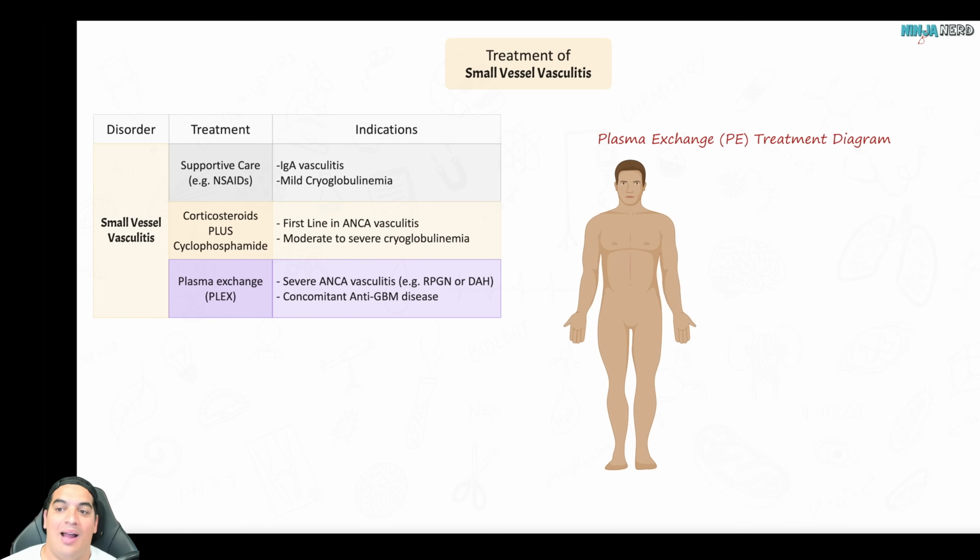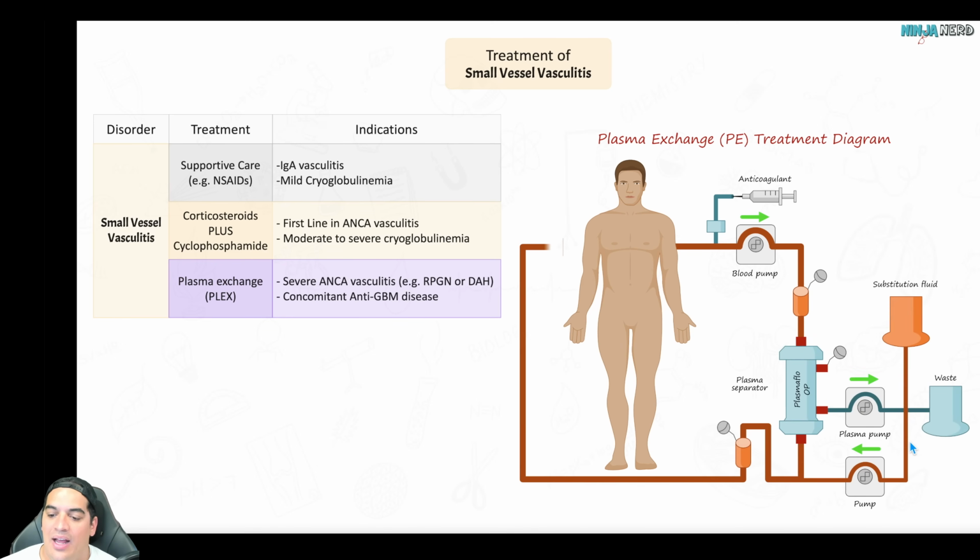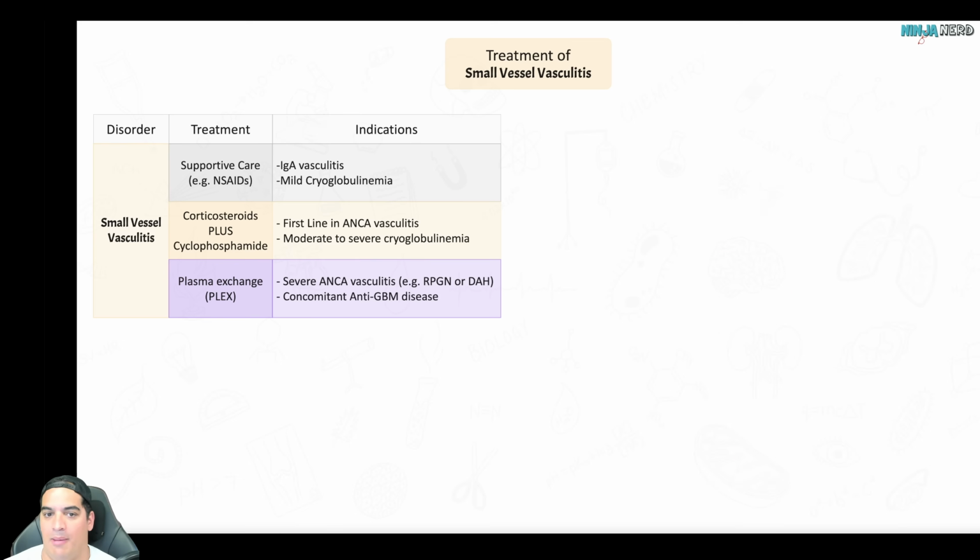The whole concept behind PLEX, which is really cool, is you're taking a large catheter and you're removing the blood that has these antibodies or these ANCAs, cleaning it out via a kind of filter, and then sending a substitution fluid back into the patient's bloodstream, and basically removing the constant inflammation via these anti-neutrophilic cytoplasmic antibodies or anti-GBM antibodies, which will reduce the risk of rapidly progressive glomerulonephritis and diffuse alveolar hemorrhage. That's the concept you want to remember.